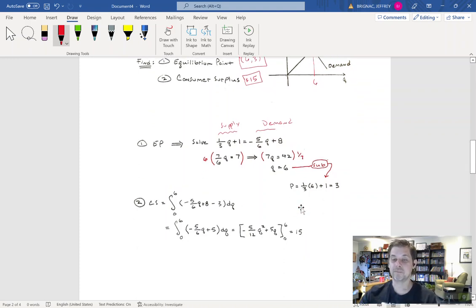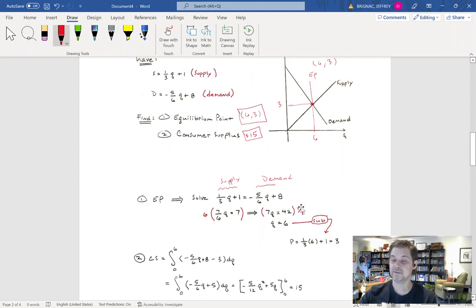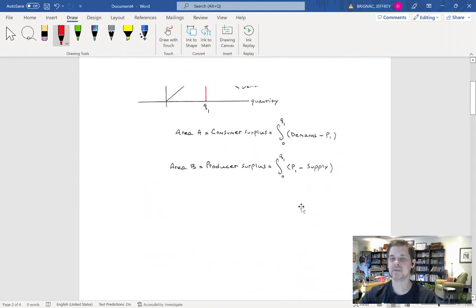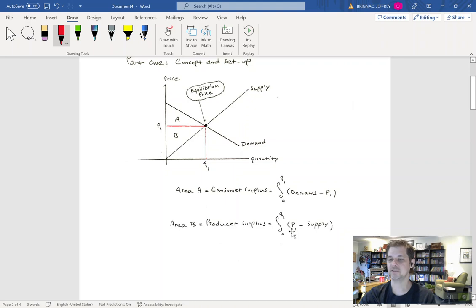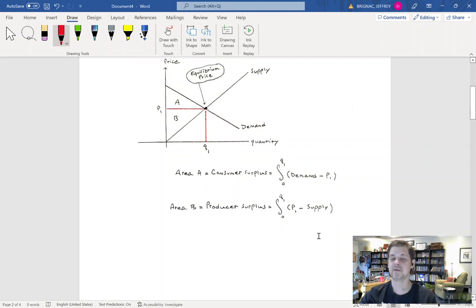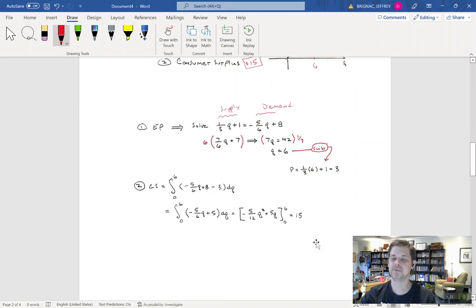That's how we can find the consumer surplus. Producer surplus is no different really, not any harder. It's just going to be p1 minus the supply curve. But let's look at another example.